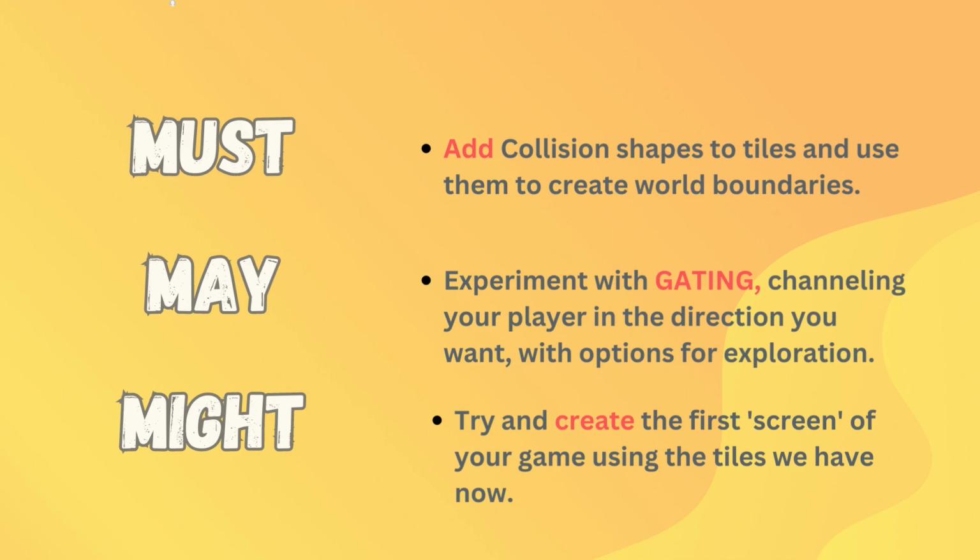And what you might like to do is try and create the first screen of your game. So using the tiles we got, try and make a good chunk of it as high quality as you can. Make sure you got all the different trees and shades of grass and types of cliff, and maybe there's water. Really experiment with trying to create a really interesting first screen for your player to explore. That's our must, may, might for today.